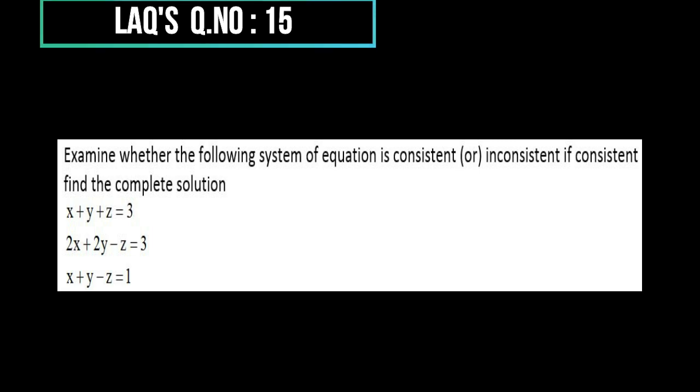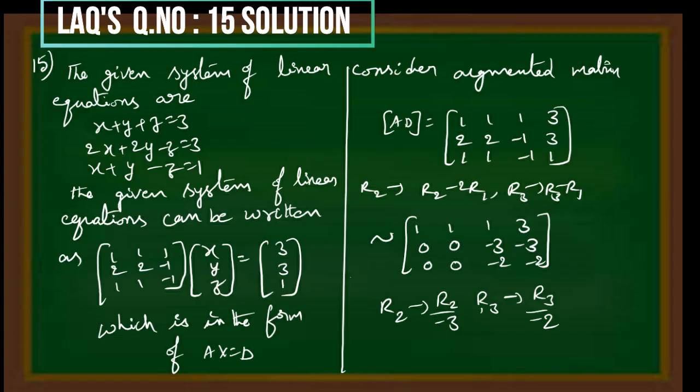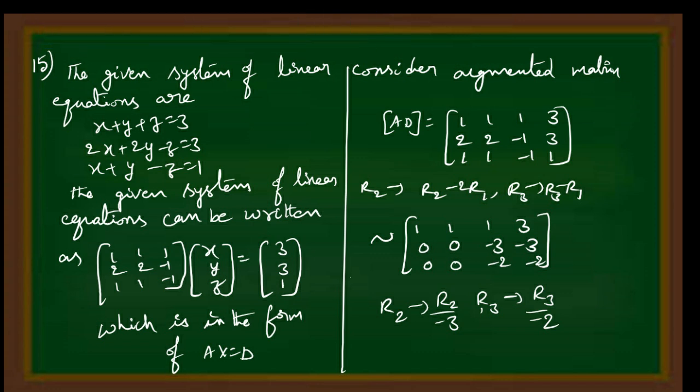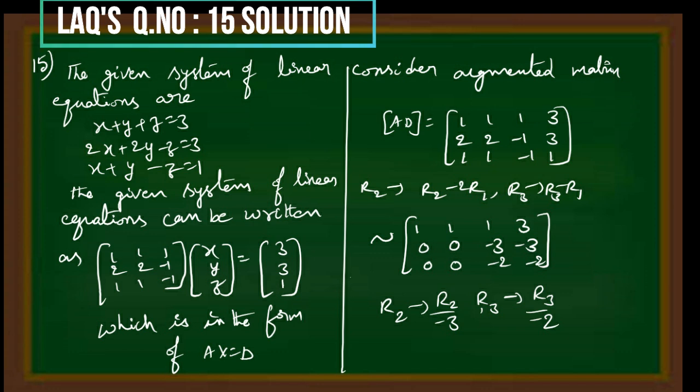Okay, next is the 15th question. The given system of linear equations is x + y + z = 3, 2x + 2y - z = 3, x + y - z = 1. The system can be written in matrix form as AX = D. Here A = [1, 1, 1; 2, 2, -1; 1, 1, -1], which is called the coefficient matrix. X = [x, y, z] is the variable matrix, and D = [3, 3, 1] is the constant matrix.